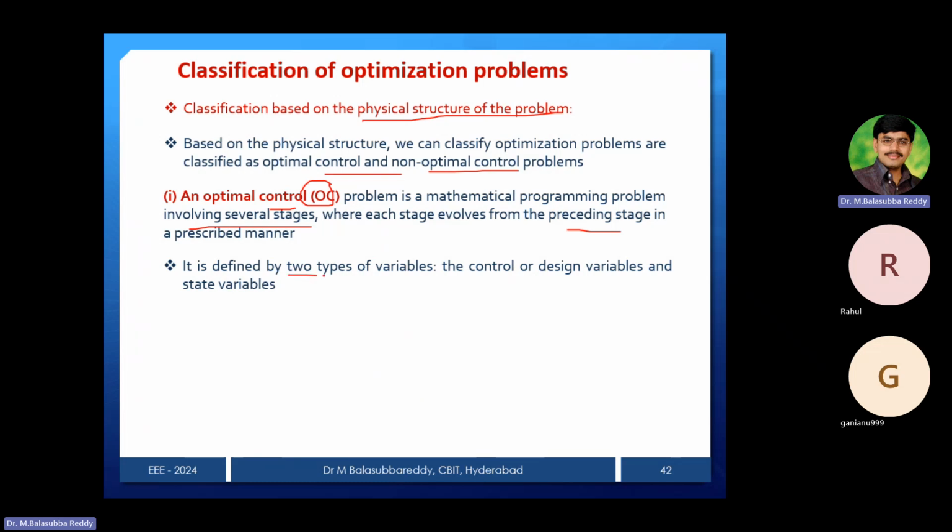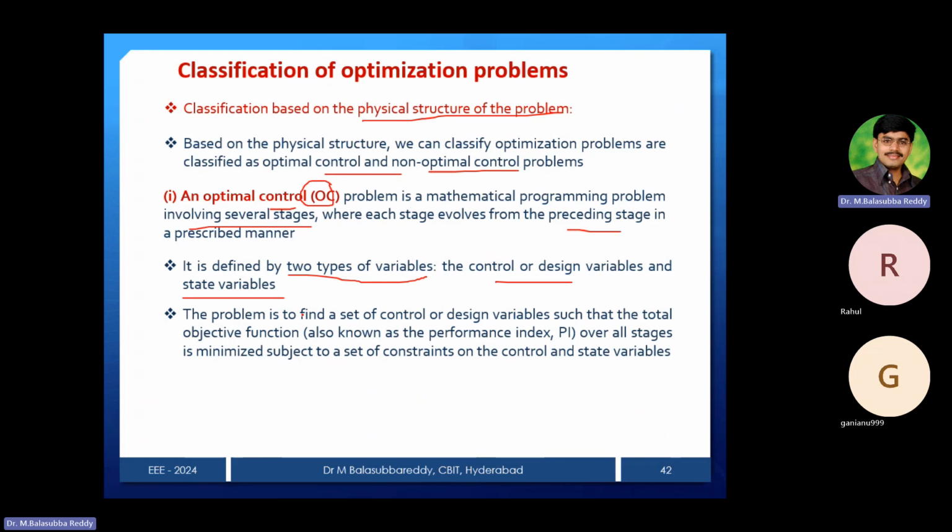There are two types of variables. One is the control or design parameter. Another one is the state variables. Now we can look into that in a trajectory manner also. Optimal control is one subject actually. Here I'm telling you just one classification only. The problem is to find the optimal design variables such that the total objective function is minimized. That overall stage is minimized subject to a set of constraints.